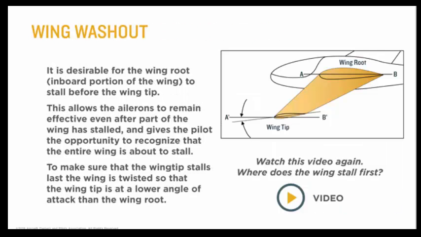So wing washout. It is designed for the wing root, the inboard portion of the wing, we can see that, to stall before the wing tip. This allows the ailerons to remain effective even after part of the wing is stalled, and this gives the pilot the opportunity to recognize that the entire wing is about to stall. So to make sure that the wing tip stalls last, the wing is twisted so that the wing tip is at a lower angle of attack than the wing root.